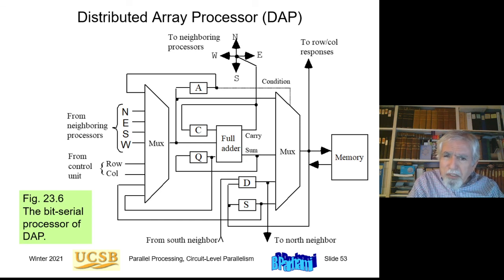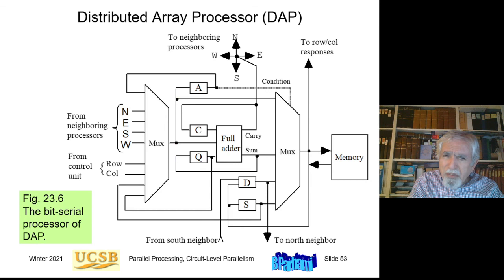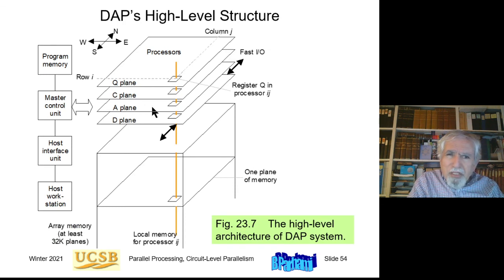And an array of such processors is used as shown here. So basically each processor has a Q register, an A register, a C register, a D register, and an S register. S is not shown here, but the Q registers of all the processors form this plane. So it's a two-dimensional plane. Each bit comes from a processor. Okay, and this is basically the memory.